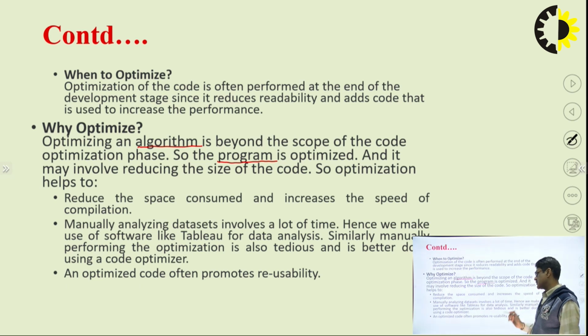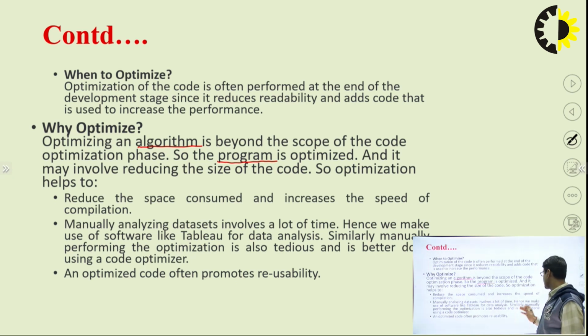Then, manually analyzing data sets involves a lot of time. Without code optimization there is no other process, so we have to analyze the data set manually. It really takes very much time, because every data set has different numbers, a lot of lines of code and a lot of variables. If we analyze manually, it will take much time.